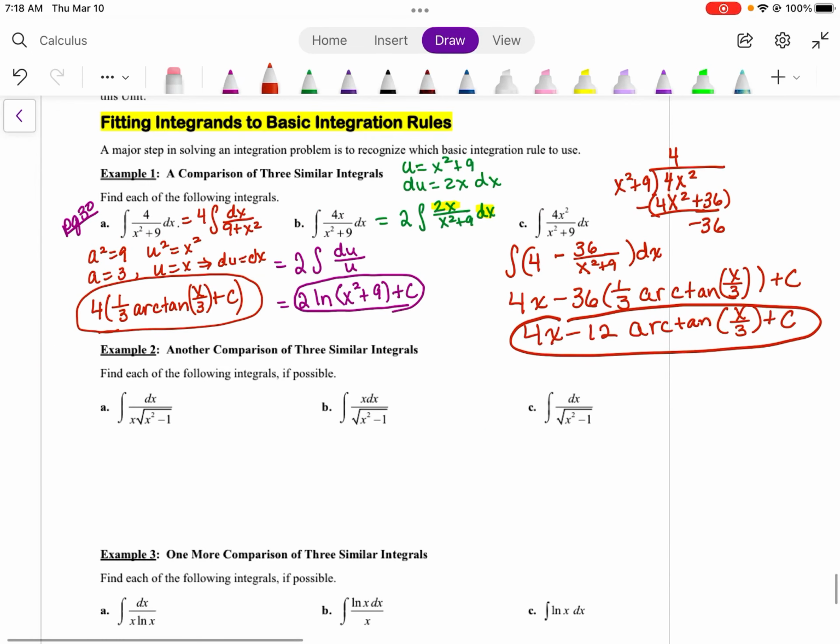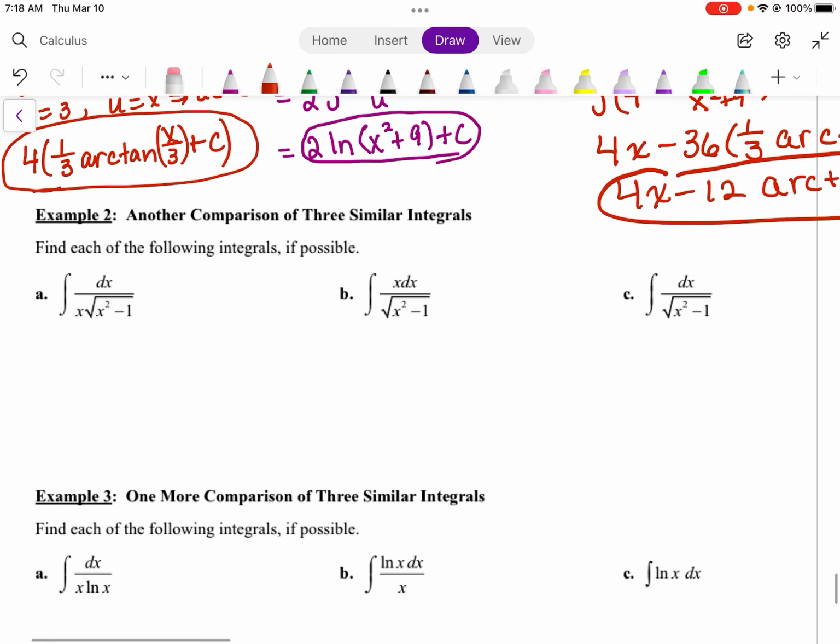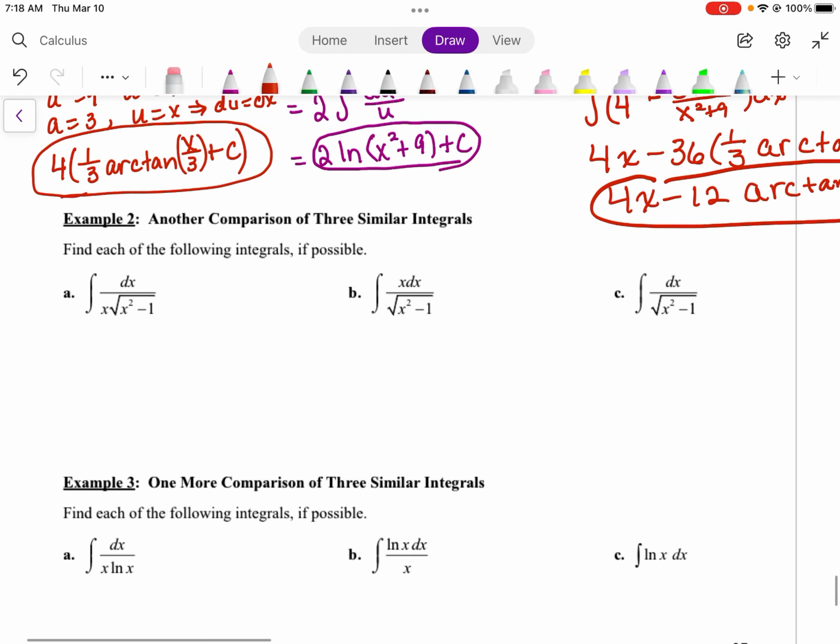All right, moving on to number 2. Again, 3 problems that look a lot alike. Oh, hang on just a second. I had a file open on my computer and it just closed. Pause with me just a minute.